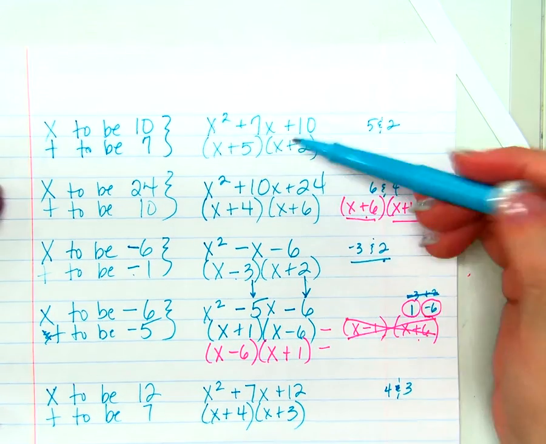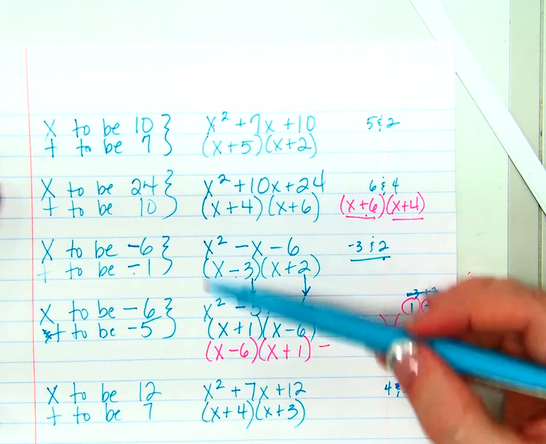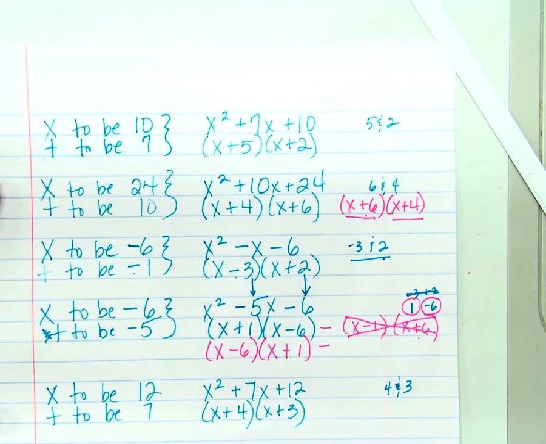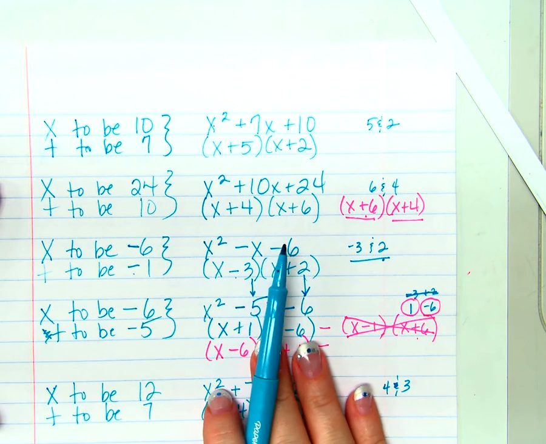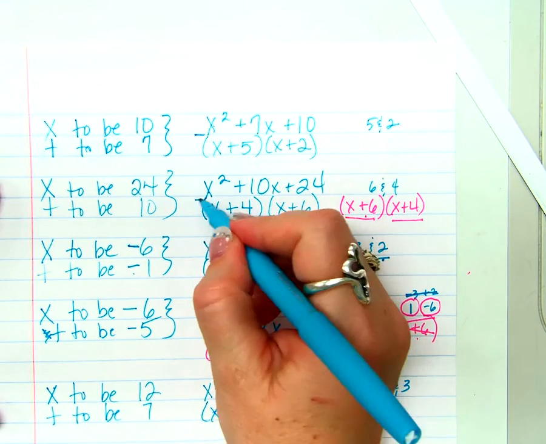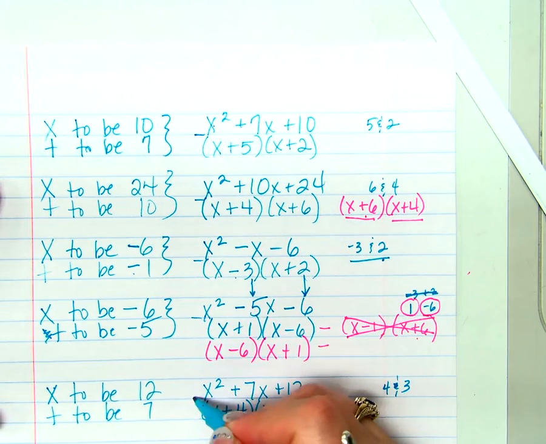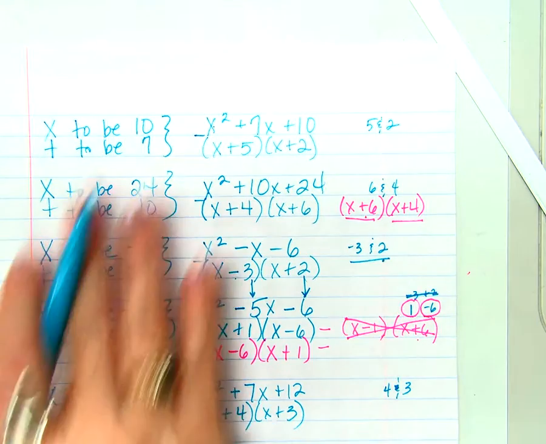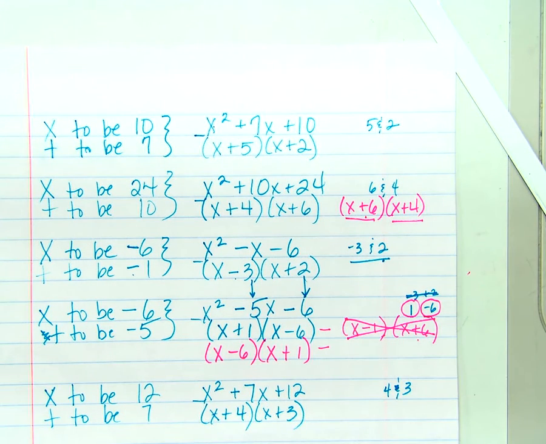What do you notice about every single one of these problems right here? They're all squared. That's a good observation. What's the term in front of the x squared? 1. This way only works when the term in front of the x squared is 1. Of the problems we have to do, those are rare.